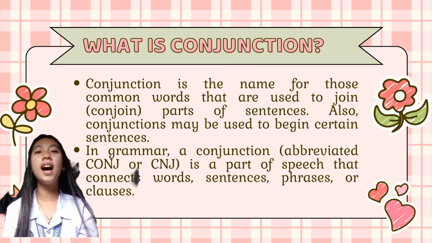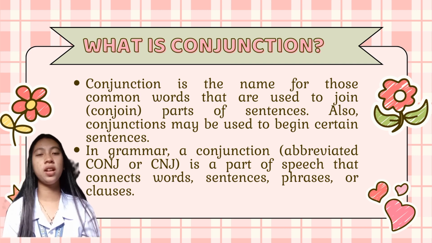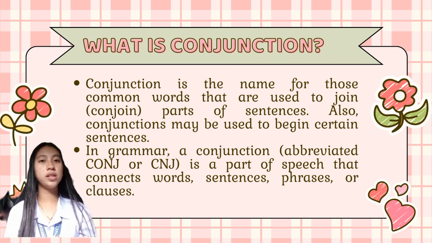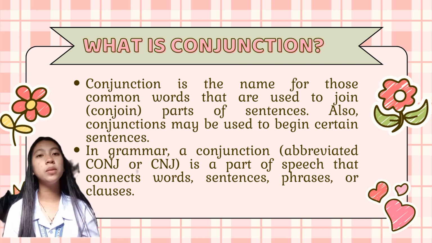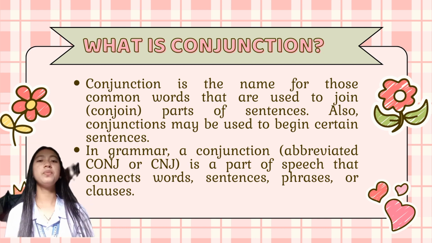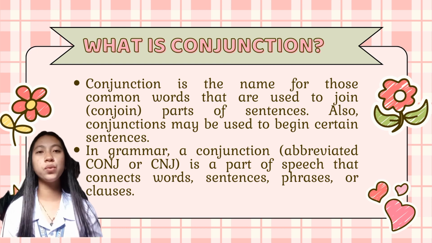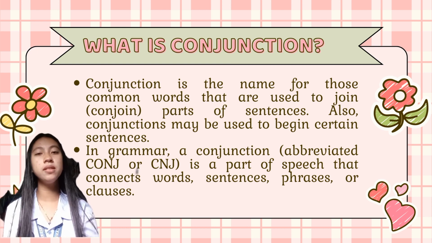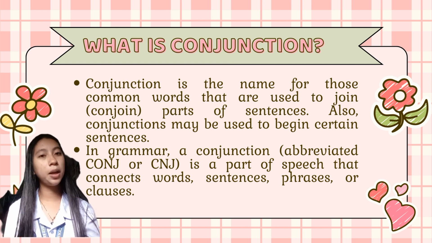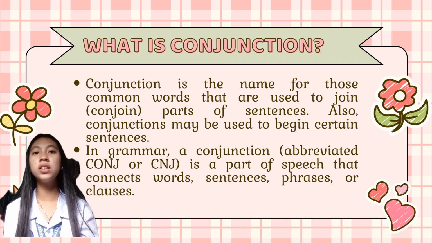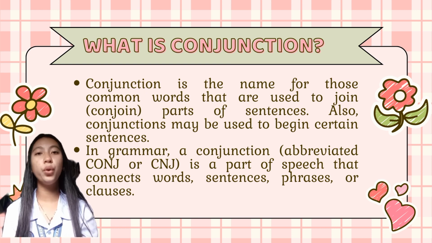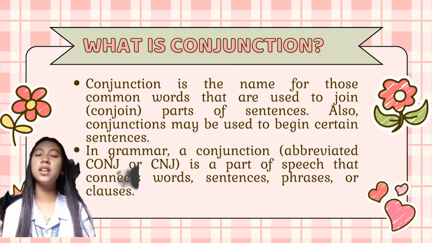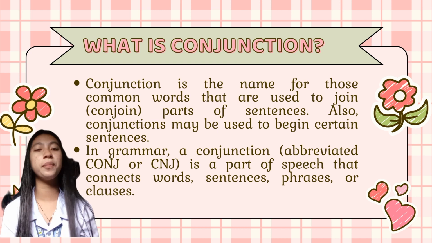So, in grammar, a conjunction is a part of speech that serves to connect words, sentences, phrases, or clauses. It helps join different elements within a sentence. So, the use of those words earlier in our game is just like how we use staplers, glue, or paste to attach things together. We use conjunctions to bond words, sentences, paragraphs, and even clauses.